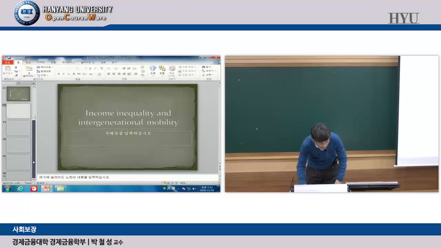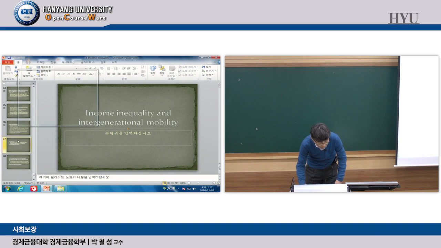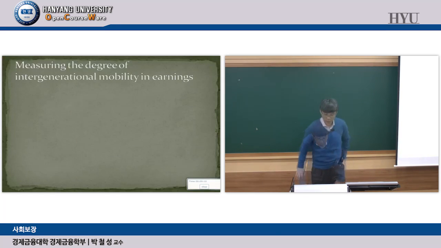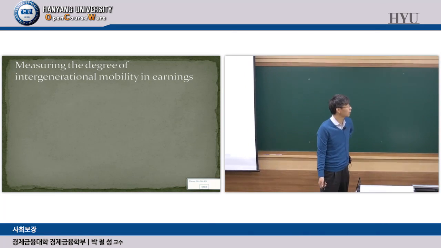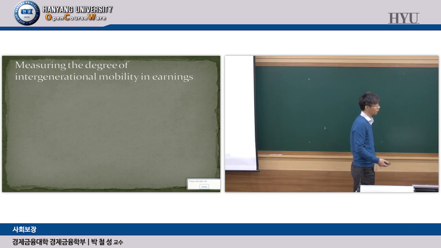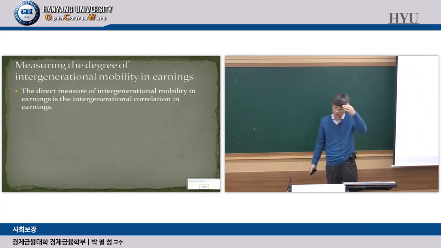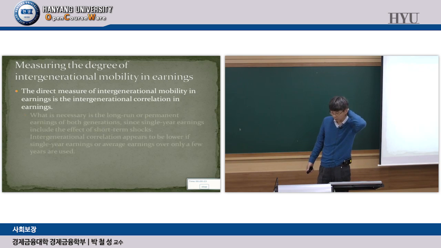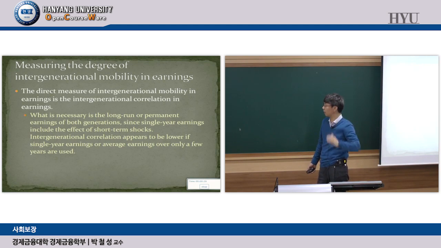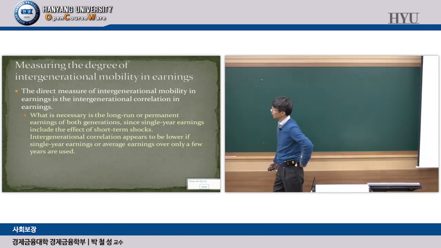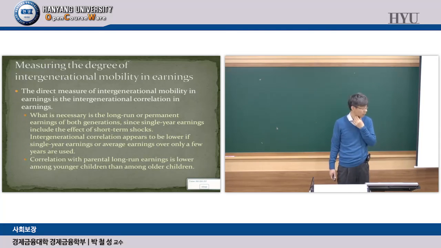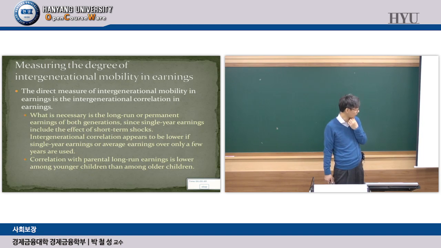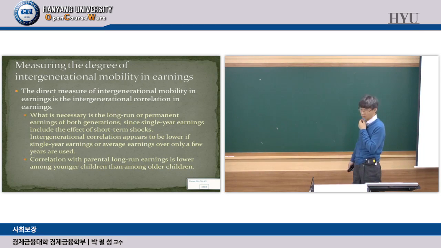Okay, so I think we are almost at the end of our discussion on this topic. So, how to measure the degree of intergenerational mobility of earnings. Actually, we discussed this, and it's correlation. But the number, I mean the value of the correlation, is kind of sensitive to what measures we use and what groups we are looking at. So that's one thing we talked about.